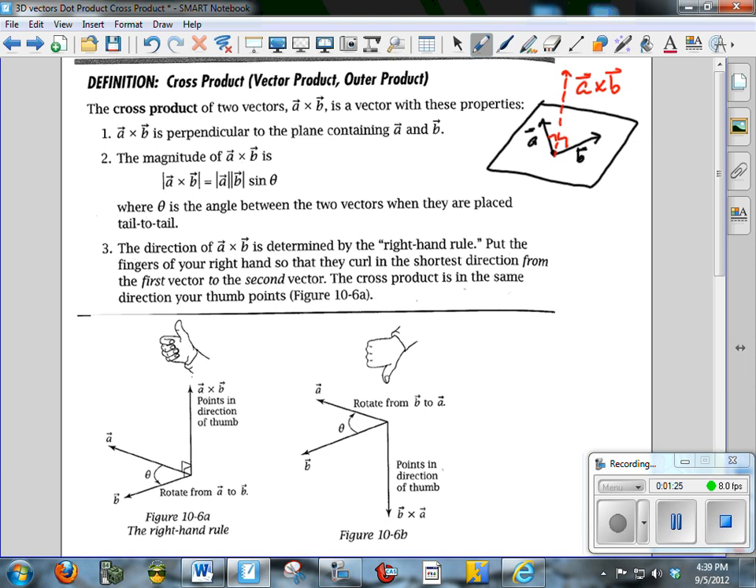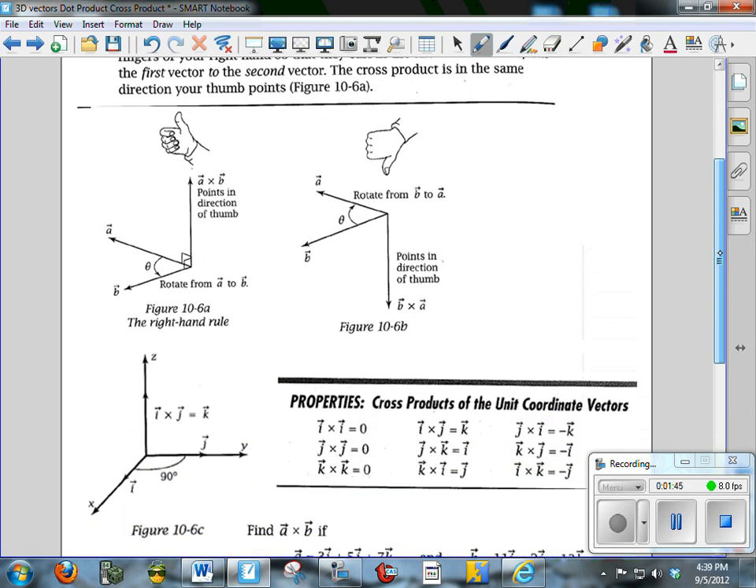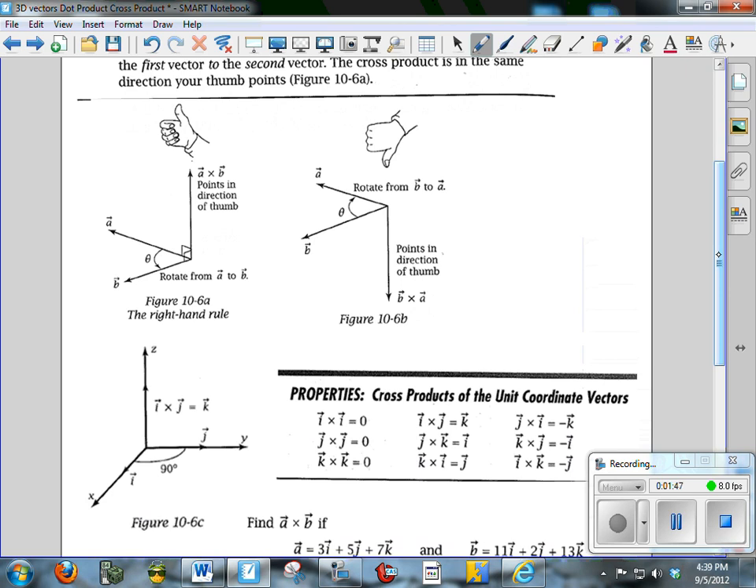Also, we need to know, when A cross B is perpendicular to this piece of paper that has A and B drawn on it, which way is it sticking out? Is it sticking out above the paper or below the paper? So which way does it go? This is determined by something called the right-hand rule. I can't demonstrate the right-hand rule very effectively on the video because you can't see my hand, but we'll do this tomorrow in class and talk about this a little more.